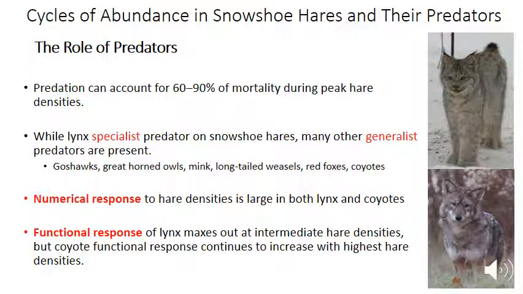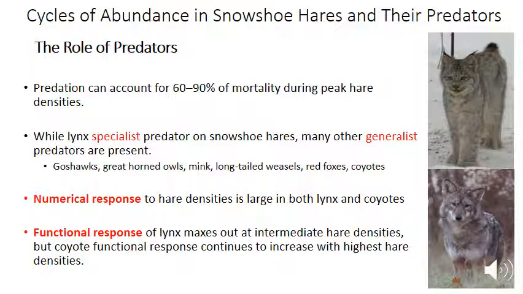So when a prey population increases, predators can respond to that in two different ways. So the first way is numerical response. So that is, if a prey population increases in density, the predator population can increase in density as well, either through an increase in reproduction or through immigration into that area.